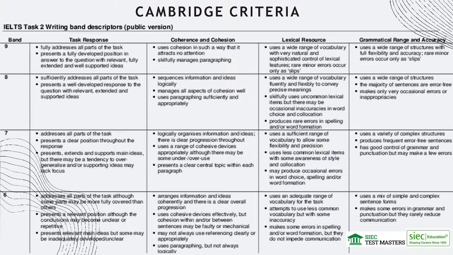Now, the fourth criterion is grammatical range and accuracy. Grammatical range and accuracy is the fourth criterion of Cambridge. This requires the candidate to present good structures, a lot of structures which are flexible and accurate, showing the complexity and command over English grammar.